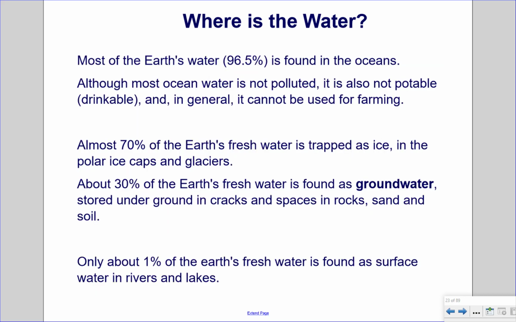Where is the water? Most of the Earth's water, 96.5%, is found in the oceans. Although most ocean water is not polluted, it is also not potable or drinkable, and, in general, it cannot be used for farming. Almost 70% of Earth's fresh water is trapped as ice in the polar ice caps and glaciers. About 30% of the Earth's fresh water is found as groundwater, stored underground in cracks and spaces in rocks, sand, and soil. Only about 1% of the Earth's fresh water is found as surface water in rivers and lakes.